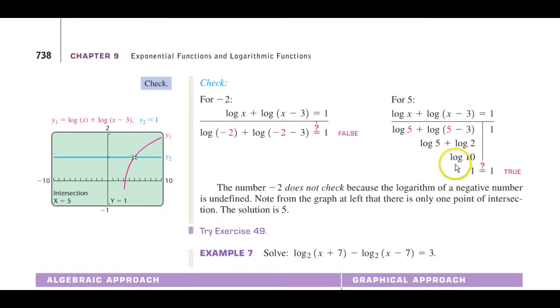What power would that 10 be raised to give you 10? Well, it's 1. So it does check. And here they're telling you that the number -2 does not check because the logarithm of a negative number is undefined. And on the graph, again, you don't have a calculator, but the graph shows that it only intersects in one spot. Okay? All right, let's go on to number 7.